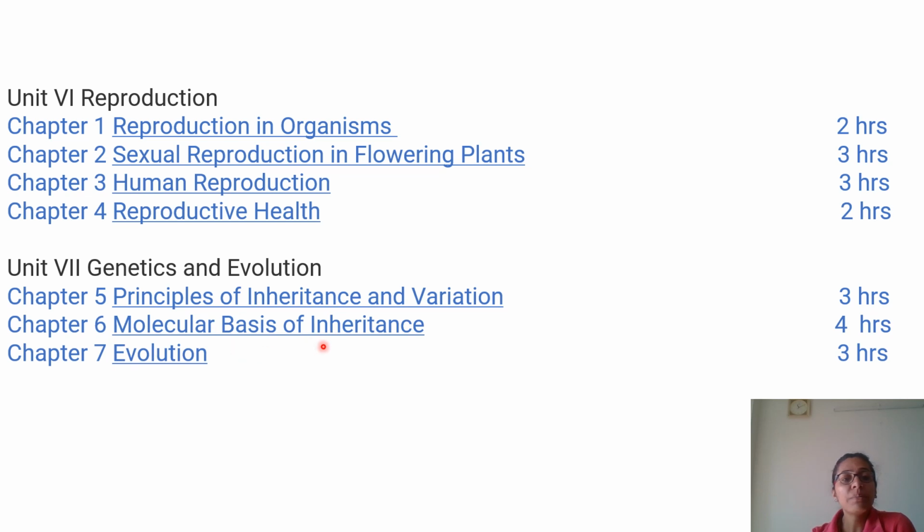Then in the molecular basis of inheritance, we'll talk about DNA. It fascinates me so much. Protein. Wow, types of DNA that exist, what is transcription, what is translation, and what is replication. We'll get to know more about it, and then we'll move on to evolution where we'll see how life originated, what were the ways.